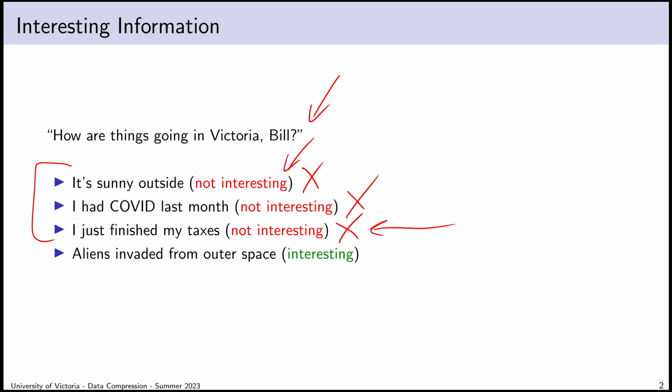Now, if I were to tell them that aliens invaded from outer space, that would be interesting because that is something they weren't expecting to happen, at least not in this part of the world. And it turns out that distinguishing a piece of information not by whether it's tedious small talk versus not, but by whether it surprises the listener, whether maybe they learn something new from it, is actually pretty important.